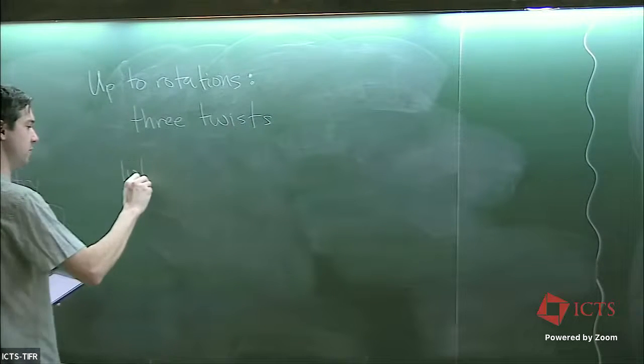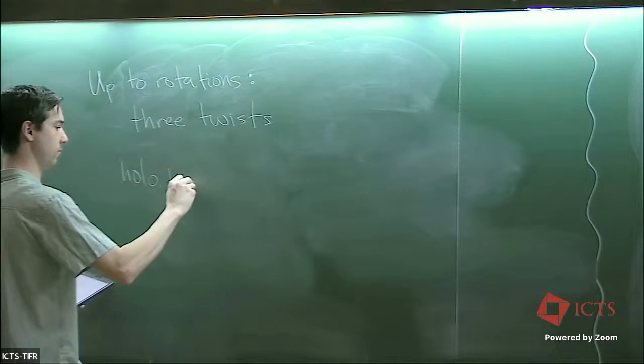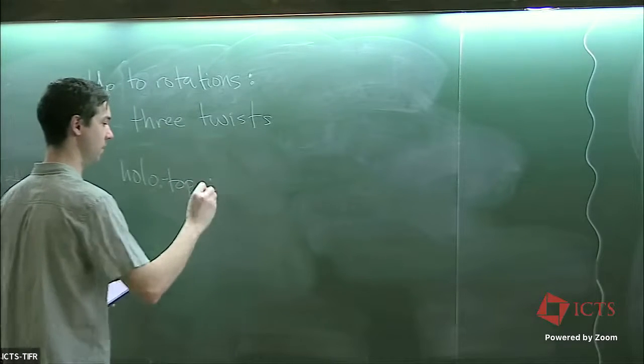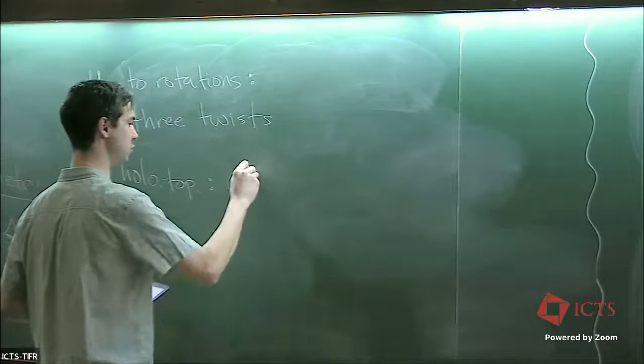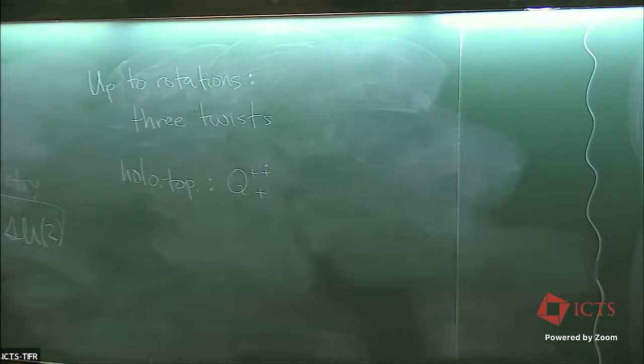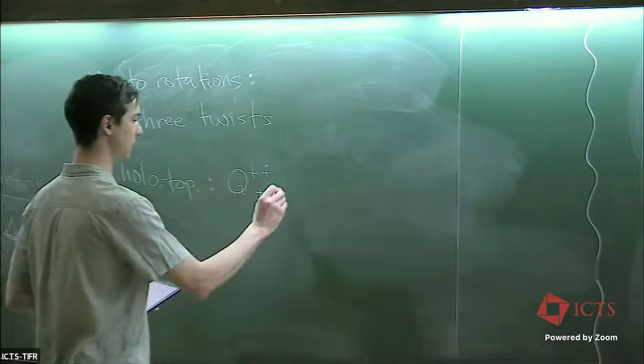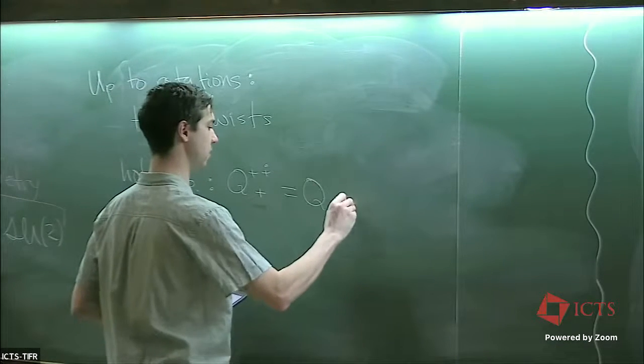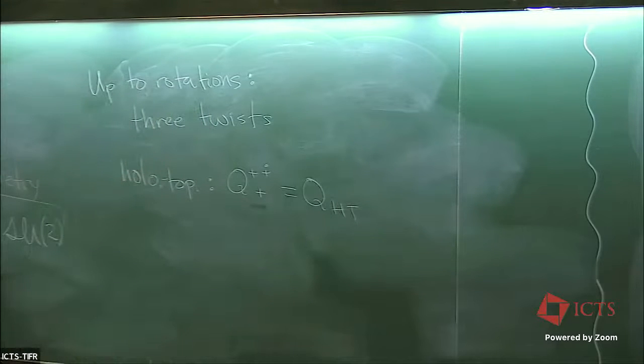There's a holomorphic topological twist. Again, there's lots of freedom in choosing which supercharge to take, and I'm going to choose the plus dot plus. Again, alpha, A and A dot are in some sense SU2 fundamental indices, and I'm using the plus and minus basis if you like. And this is often called the HT twist, for holomorphic topological.